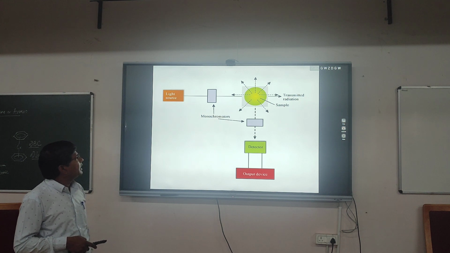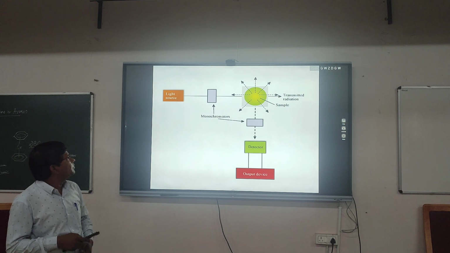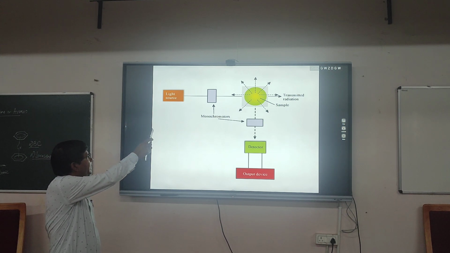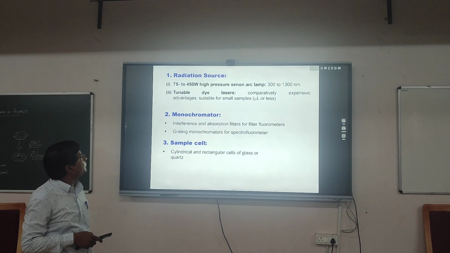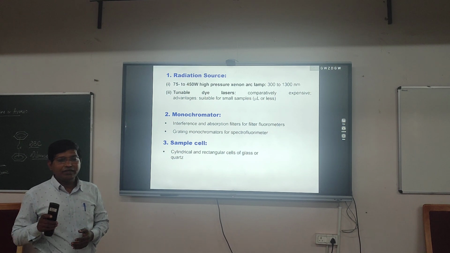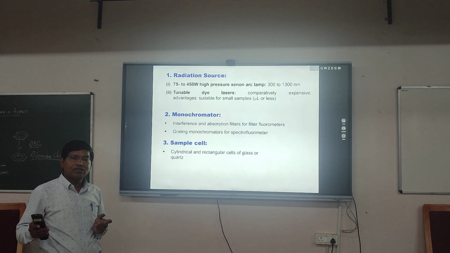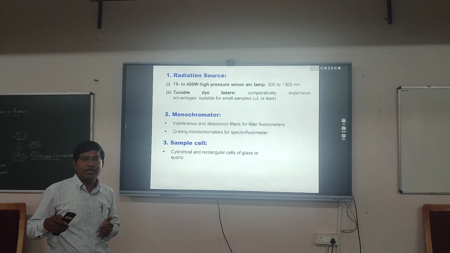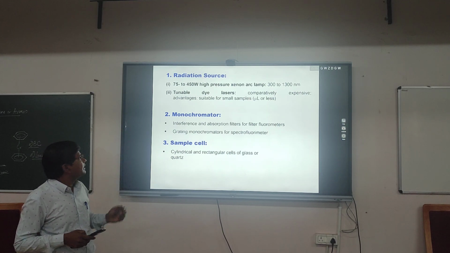So this is another block diagram of a luminescence spectroscopy. We have a light source, monochromator, and a sample, then a detector, and finally we have an output. So in instrumentation we should know what radiation source we have to use for excitation of molecules. Then we should know the monochromator and sample cell.